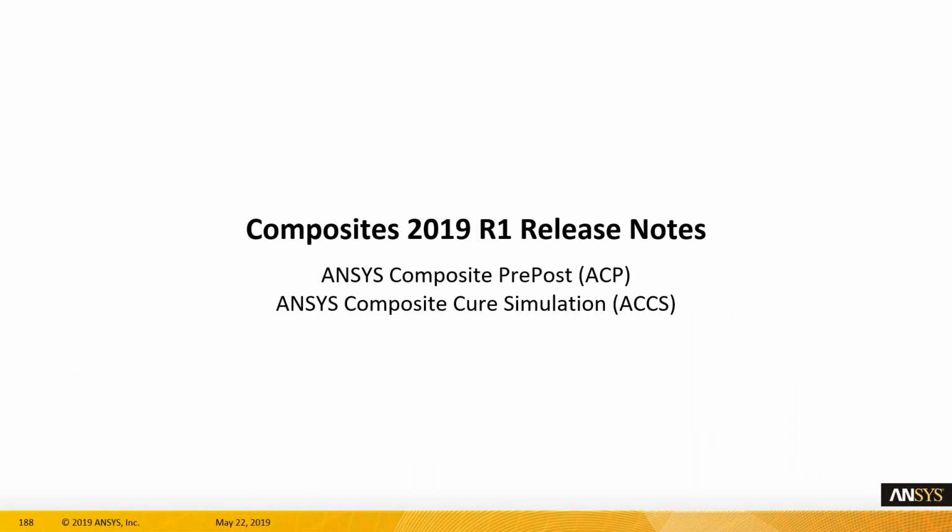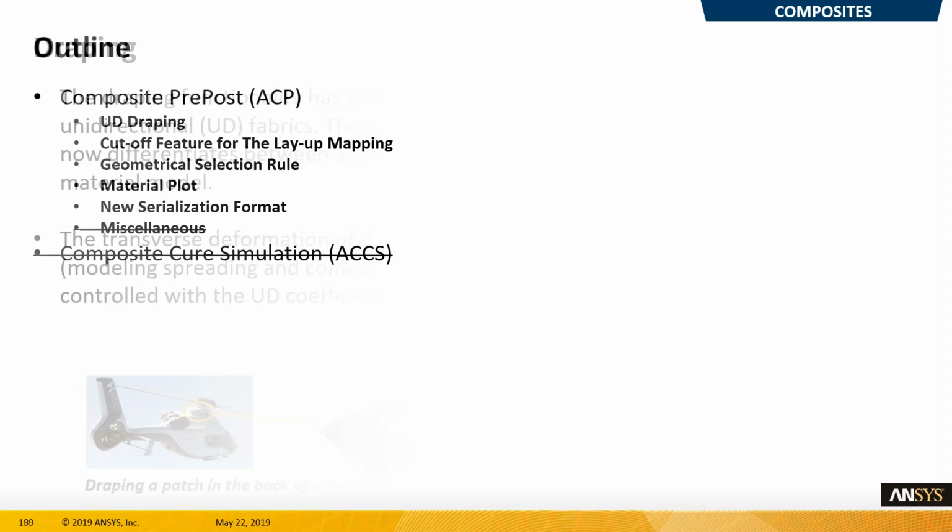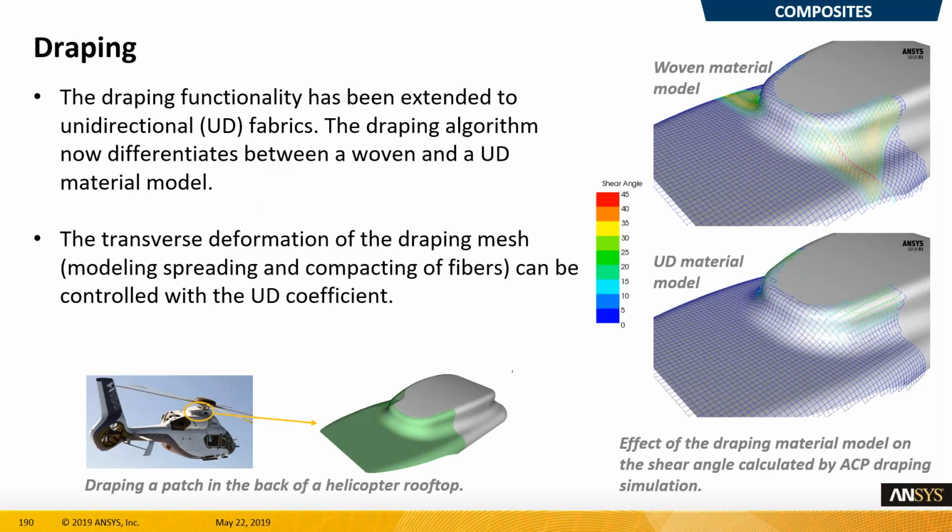That leads me to the updates for the composite, and that will be both the ACP and the ACCS. There are some updates I want to go through here in depth. That is the UD draping, which leads to what we just saw from the mechanical designer, and then we have some updates for the cutoff feature, some material plot updates, and serialization format. The draping, as I said before, now we are capable of making a very precise engineering data table that can have the isotropic or anisotropic behavior as a shear angle. That also means that we now can have a much more precise interpretation of the fiber angle and the stiffness of this resulting mat structure.